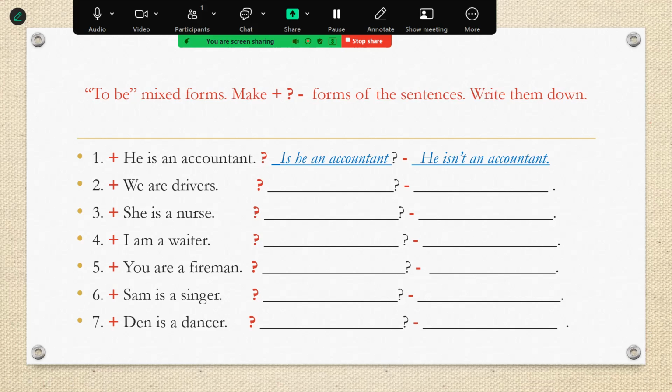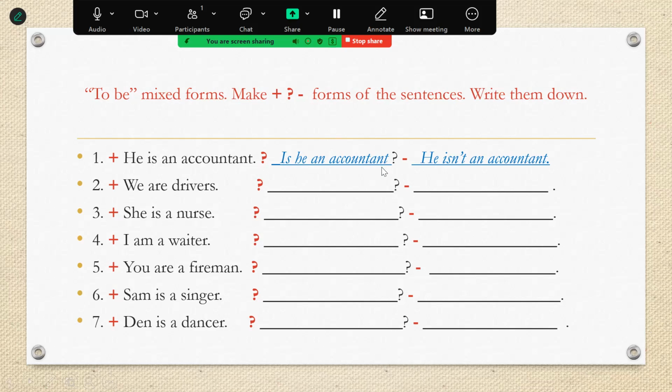On this slide, you will need to make different forms of the sentences with the verb to be. You have only positive forms, but your task is to make questions and negatives. For example, he is an accountant. To make a question, we put am, is, are in the beginning, as you remember. So to make a question, we start with is.